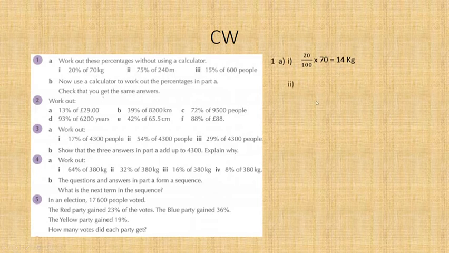Okay, question number 2. 75%, which means 75 over 100 and then times 240.